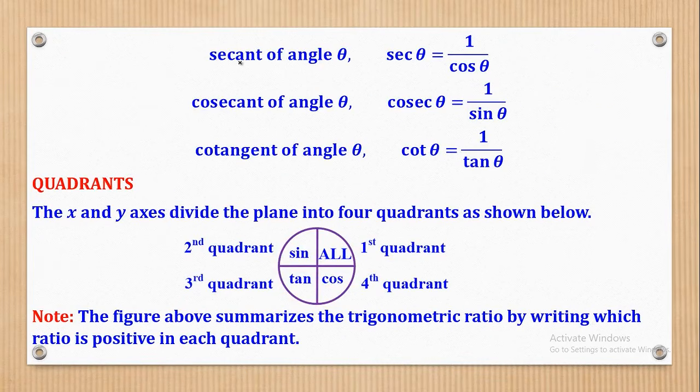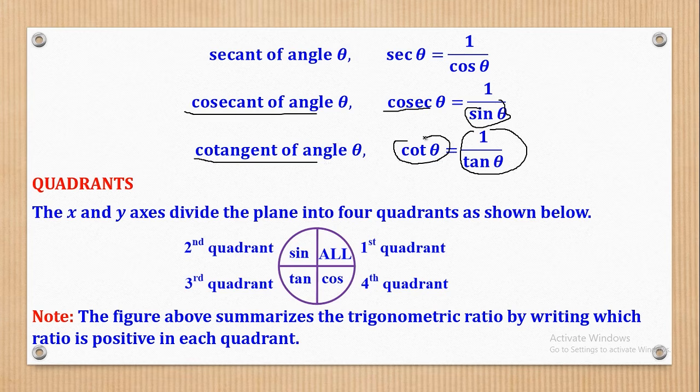Now we shall add on 3 more ratios which you are not familiar with from O-level. That is secant of an angle. Secant is denoted as sec theta and is the reciprocal of cos. So the reciprocal of cosine of an angle is called secant of an angle. Then the reciprocal of sine of an angle is what we call cosecant. So cosecant is written as cosec theta. Then the reciprocal of tan is known as cotangent. So cotangent is denoted as cot theta.